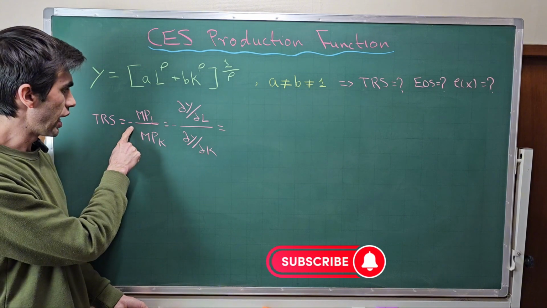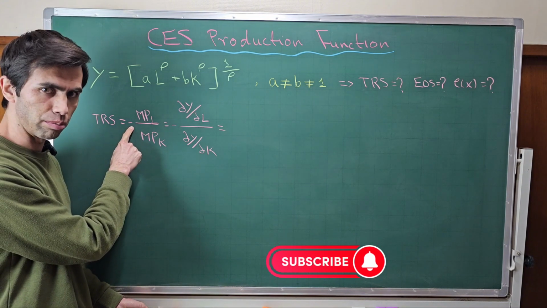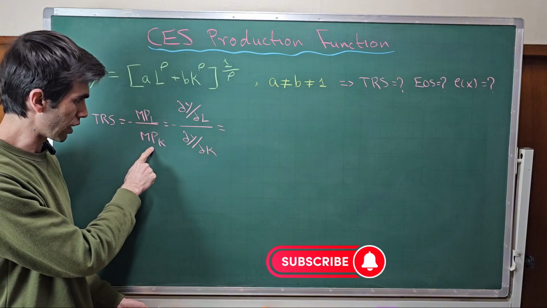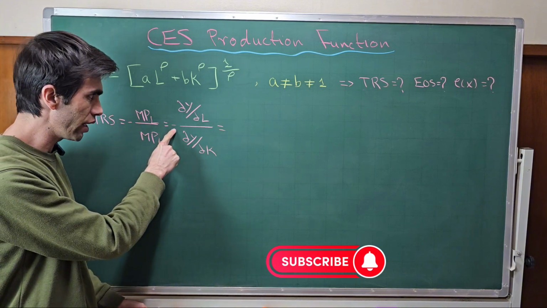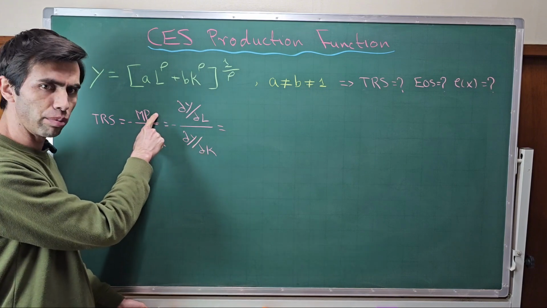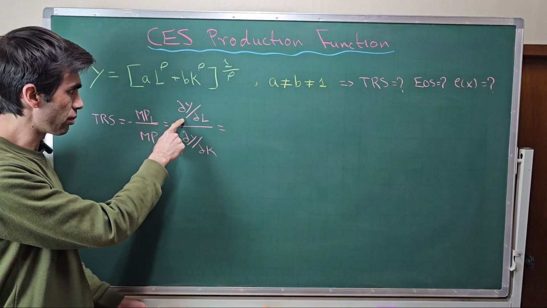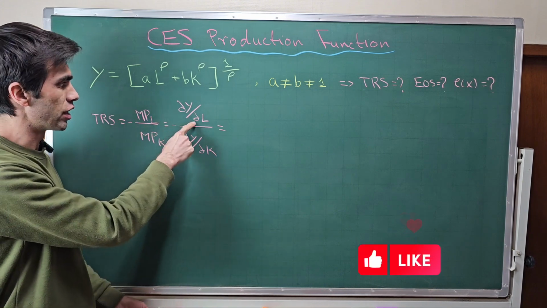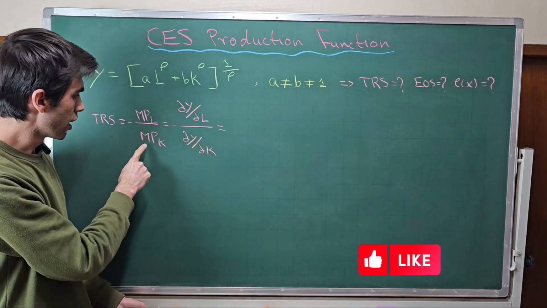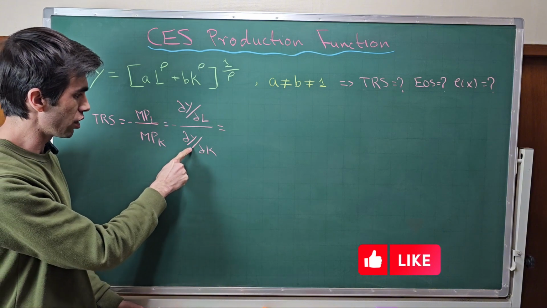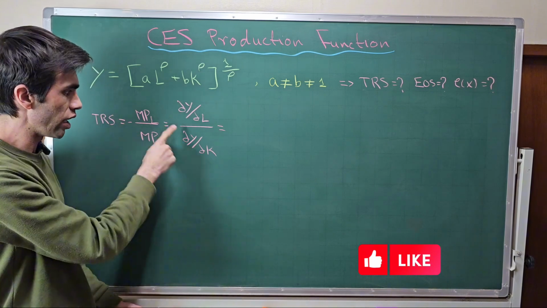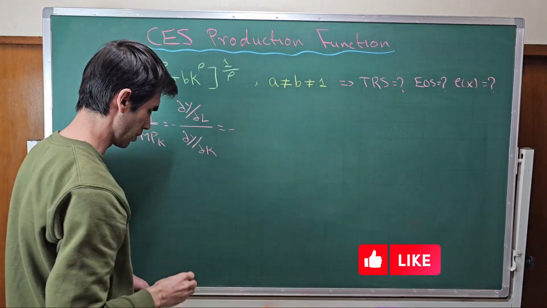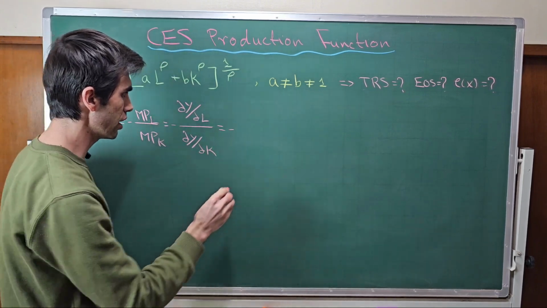TRS is equal to negative, or minus, marginal product of labor divided by marginal product of capital. The marginal product of labor is equal to the partial derivative of the production function, or y, with respect to L, or labor, and the marginal product of capital is equal to the partial derivative of y with respect to capital. So let's find out. Now we have the negative sign here.